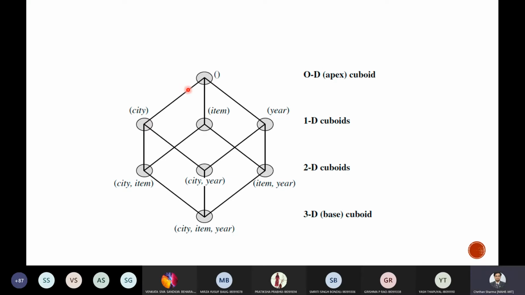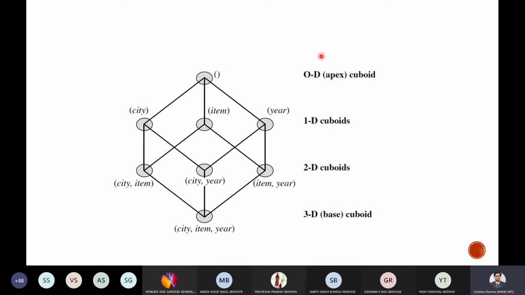So if you start at the apex cuboid and start exploring downwards in a particular lattice, it is equivalent to performing an operation like we studied in the OLAP operations called the drilling down operation. If we do the opposite, like if you start with the base cuboid and explore upwards, it is similar to performing the rolling up operation.